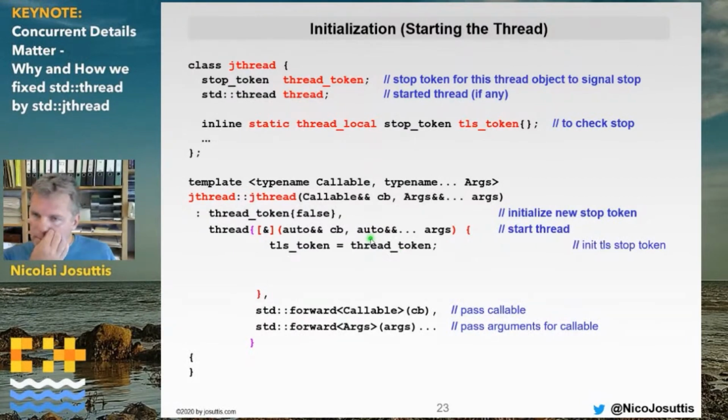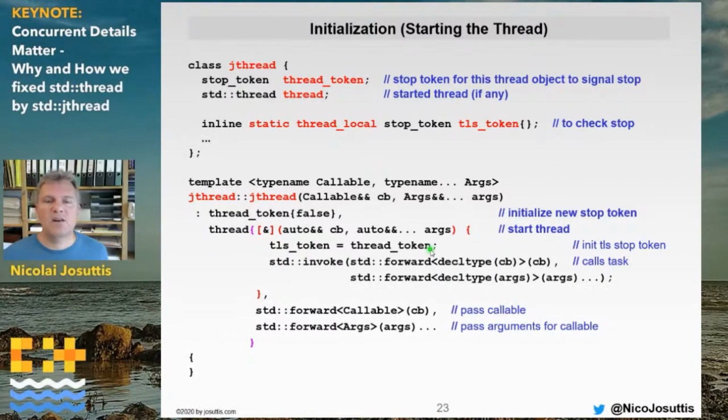And then let's initialize the stop token of the started thread. So inside the started thread here, we initialize the stop token with the token from the thread we have. And then after we've done that, let's invoke the callback we passed. So instead of initializing the thread directly with the callback to call and its arguments, we first initialize its thread local token by the thread token and invoke it.